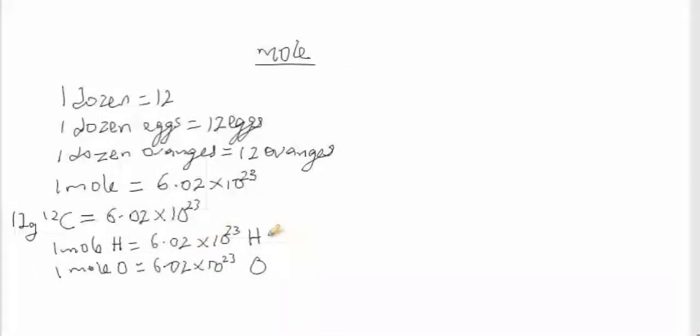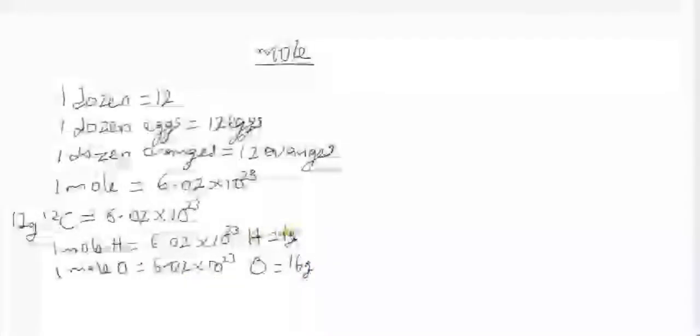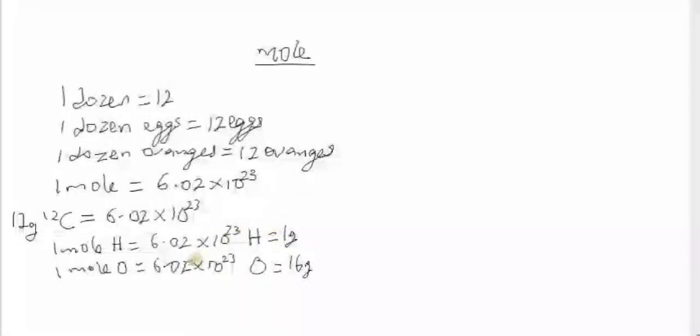For hydrogen, the mass of 1 mole is known to be 1 gram, and that of oxygen is known to be 16 grams. That simply means that 1 gram of hydrogen contains 6.02 times 10 raised to the power 23 atoms of hydrogen, and 16 grams of oxygen contains the same number, 6.02 times 10 raised to the power 23 oxygen atoms.